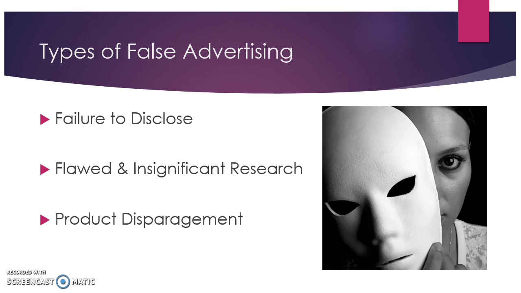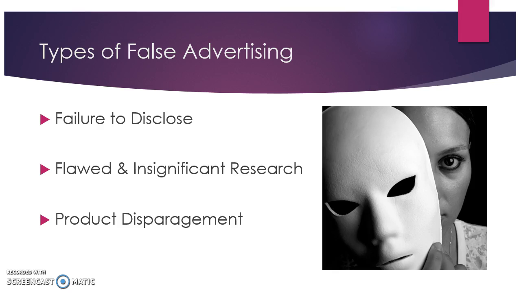And the last of these is product disparagement, which is essentially when companies lie about their competition in order to make themselves look better. Now that we've addressed the different types of false advertising, it's time to go back and address our second question from before that said, what constitutes deceptive labeling?